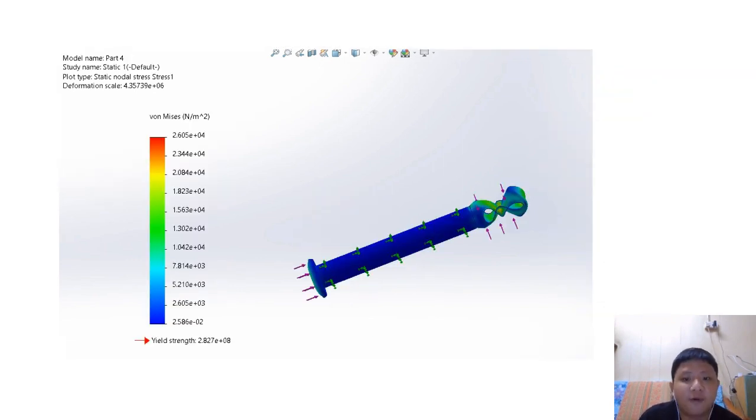This is part 14, and this is the shaft coming from the hydraulics that is supporting it. The purple arrow is where the force comes in, and this one is the result, the result of the deformation. From here we can see the deformation scales and the yield strengths. Yield strength is the limit point, the point at which the object starts to deform.